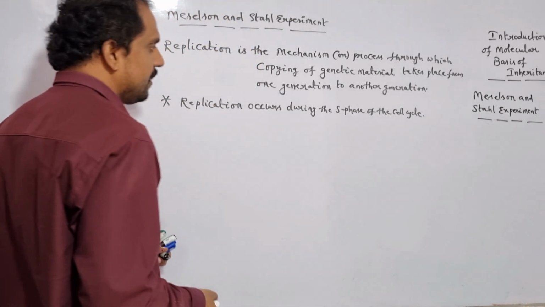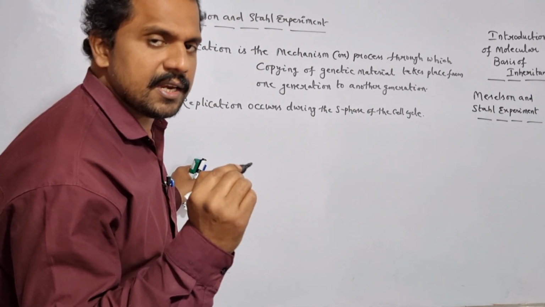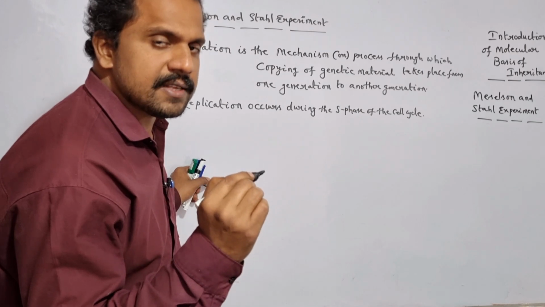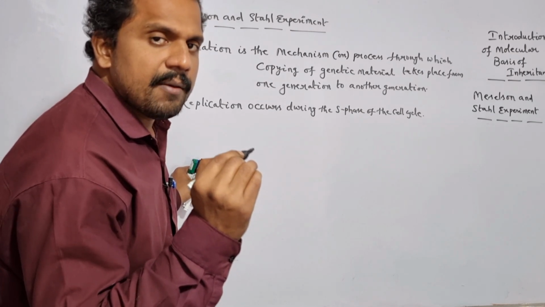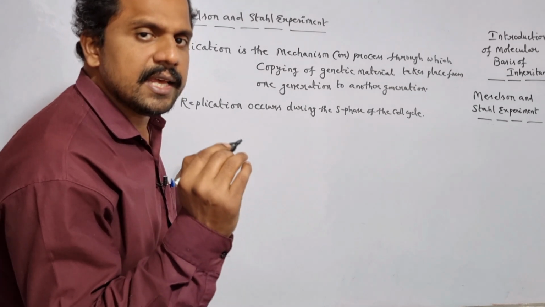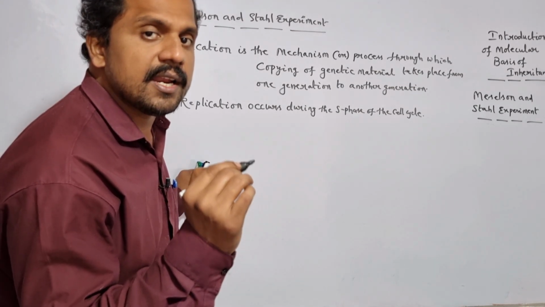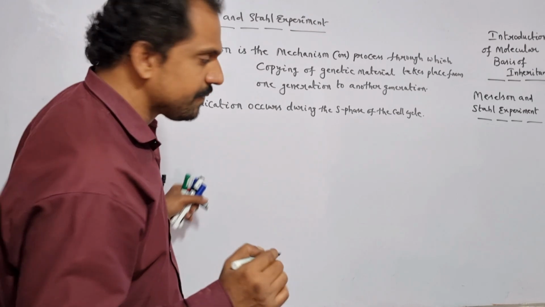And here, after the successful elucidation of the double helical structure of the DNA by James Watson as well as Francis Crick, within no time, Matthew Meselson and Franklin Stahl in the year 1958 carried out one of the groundbreaking observations in order to prove that replication is semi-conservative.